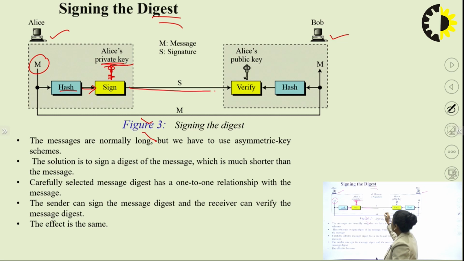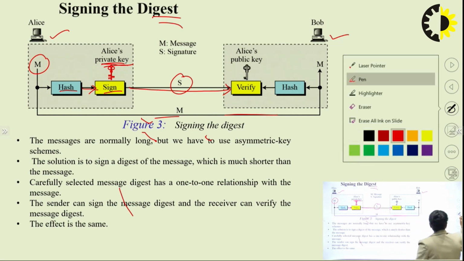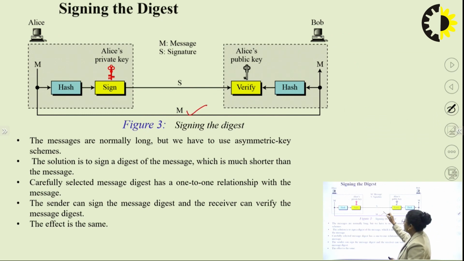So now what has happened? The signature is generated and the message is generated. How is it different from the previous algorithm? In the previous algorithm, the signing was done on the message. Here the signing is done on the hash. So finally, we have the message M and the signature S.